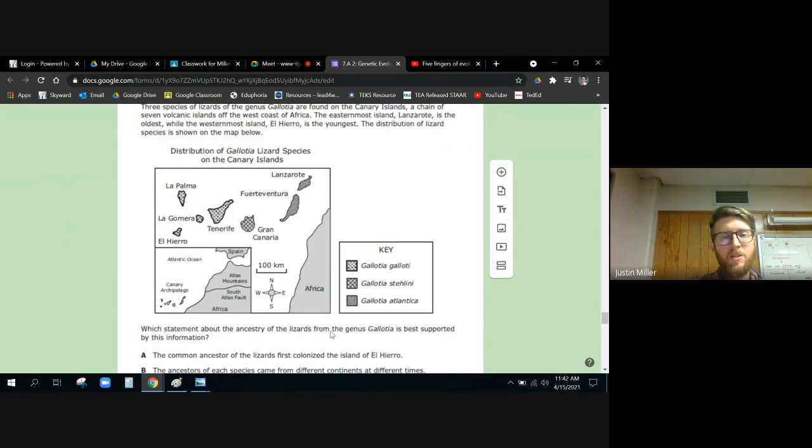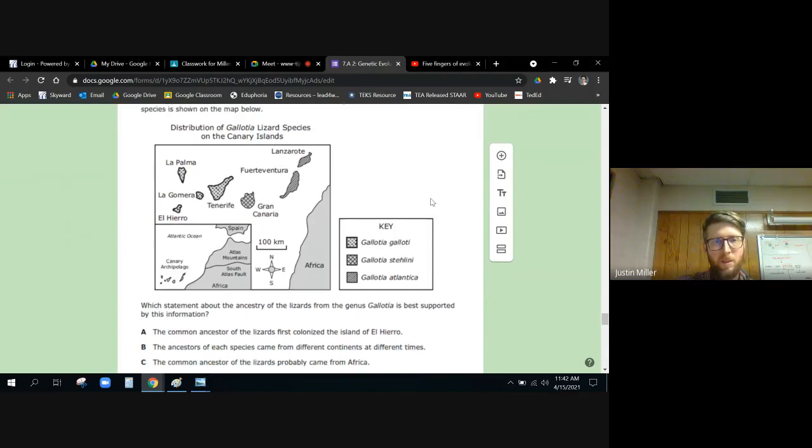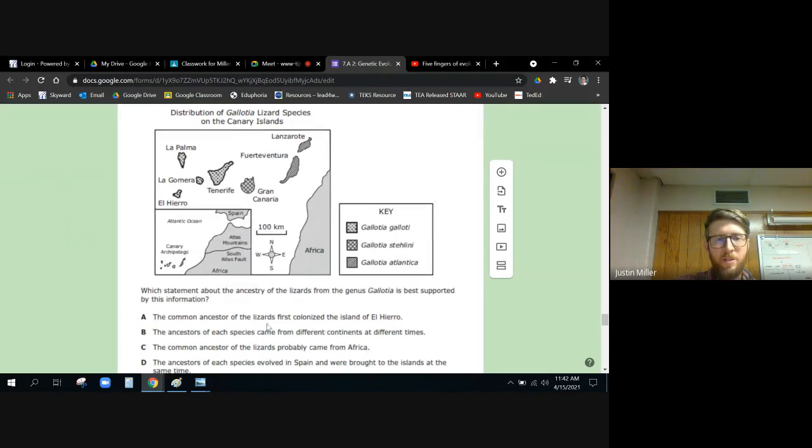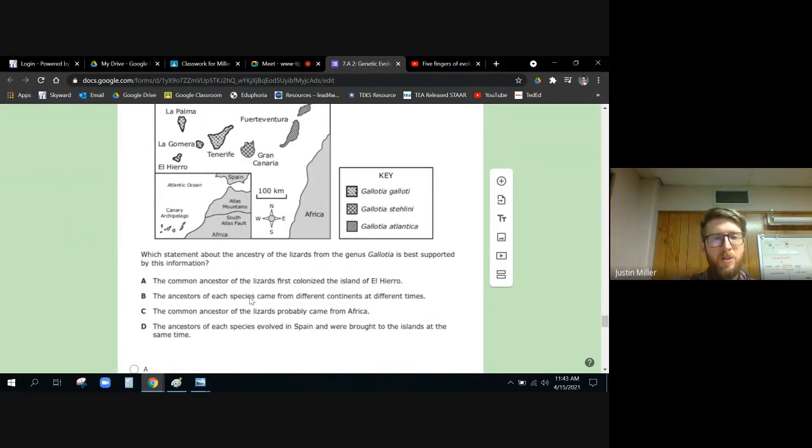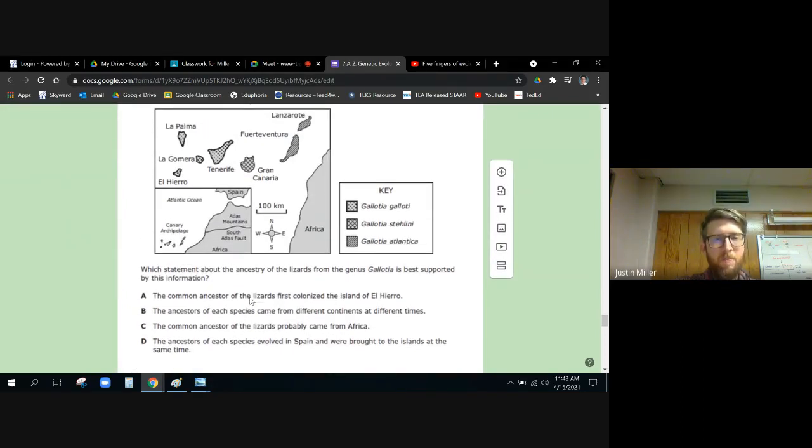Which statement about the ancestry of the lizards is best supported by this information? The common ancestor of the lizards first colonized El Hierro. Did they first colonize the youngest island? Does that make sense? No, does not. Ancestors of each species came from different continents. There's no way for you to tell that based on this picture. The common ancestor of the lizards probably came from Africa.